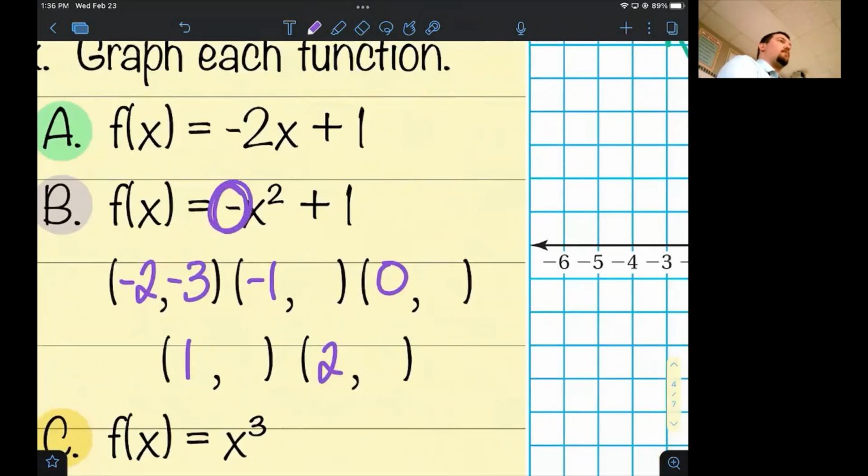I'm squaring the number I'm putting in, then making it negative. Because squaring a number is always going to make it positive. A negative in front is always then going to make it negative. So if I plug in -1, what's -1 squared? -1 times -1. 1. 1 plus 1.